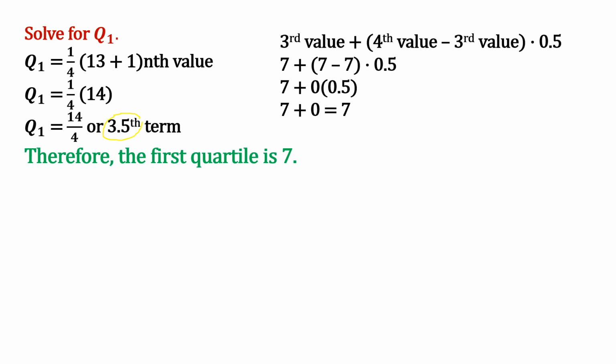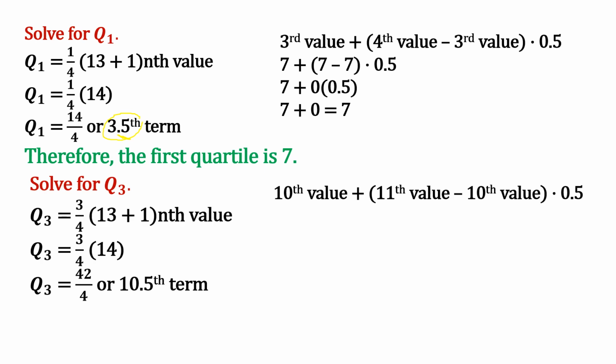Fourth and third value natin is isa-subtract natin. That is 7 minus 7. Yung ating sa slide natin, previous slide. Then, multiply natin sa 0.5 na sobra sa decimal. Still, 0 the answer, and 7 yung pangatlong value. So, the final answer is 7.